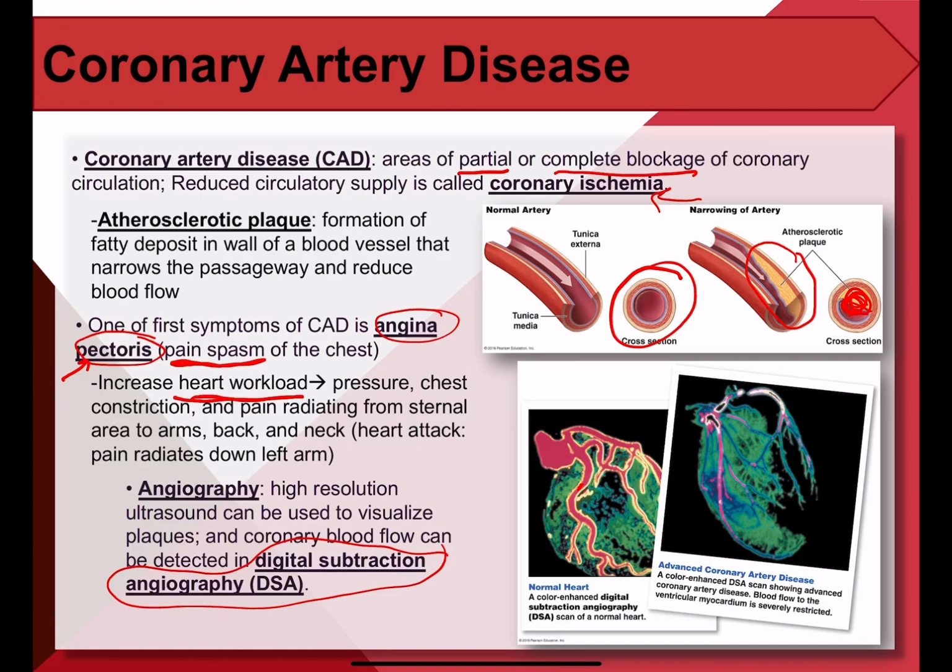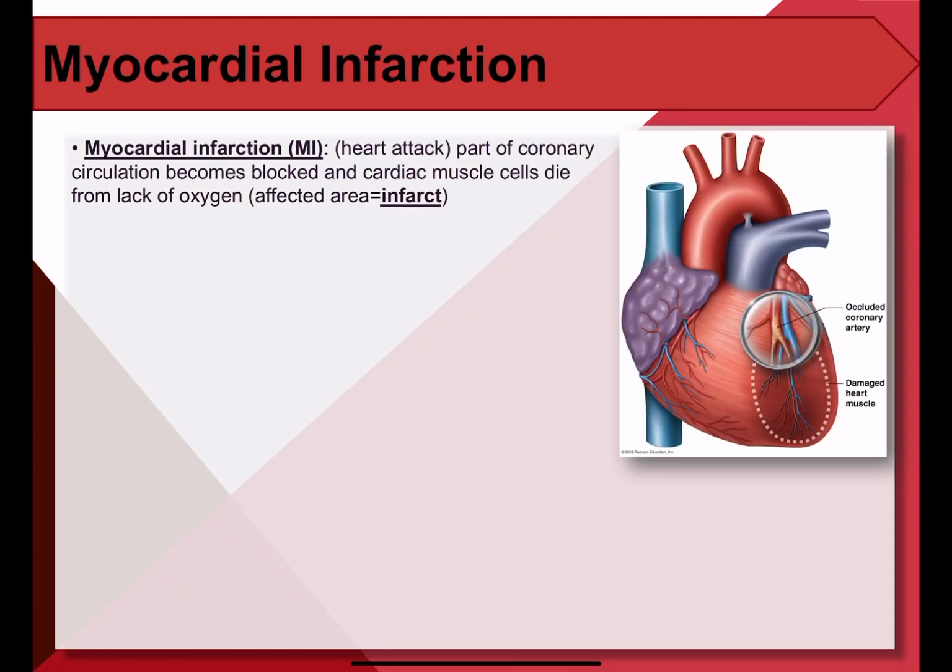Okay. And myocardial infarction is the medical term for a heart attack, where part of the coronary circulation becomes completely blocked and cardiac muscle cells start to die because of lack of oxygen. Okay, and the area that is affected by not receiving enough oxygen is known as the area of infarct. So myocardial infarction: no oxygen flow. Myocardial, heart muscles. So no oxygenated blood flow to the heart muscles. That's basically what myocardial infarction means.